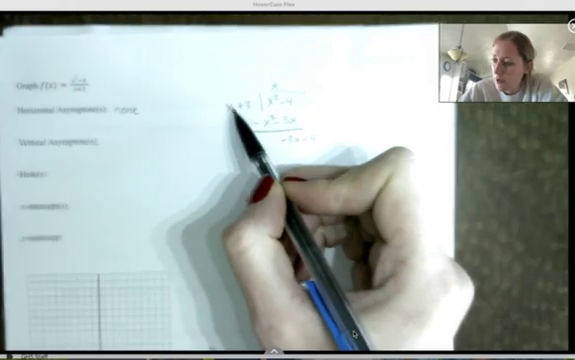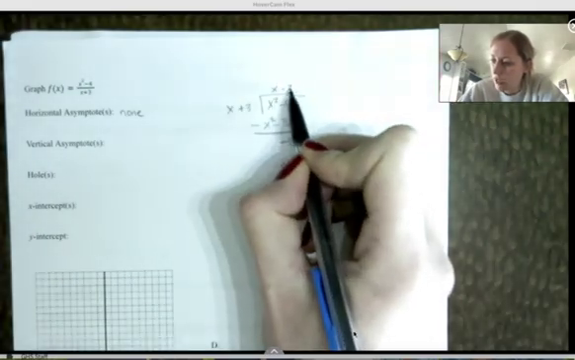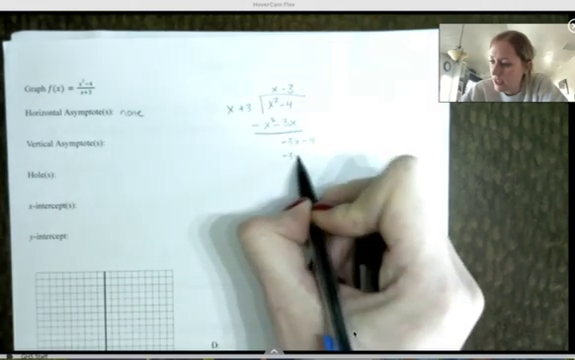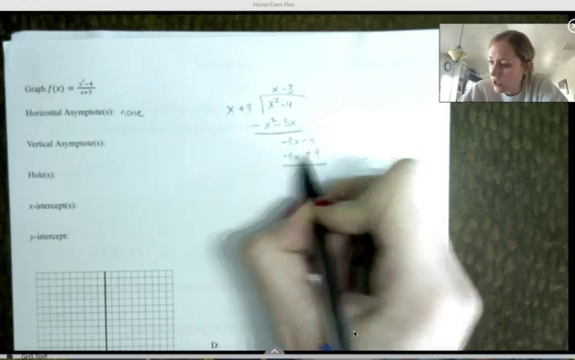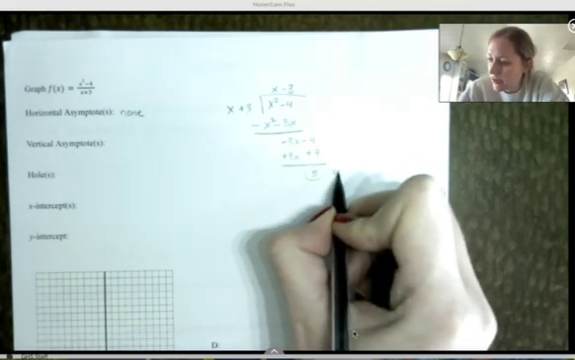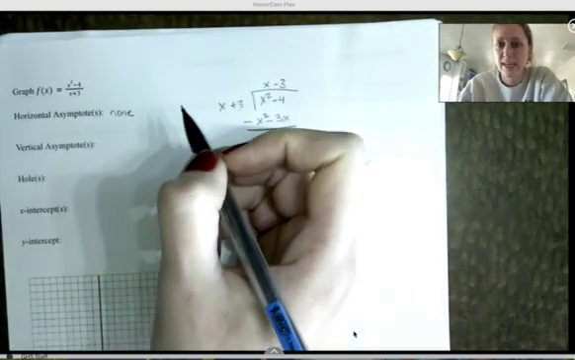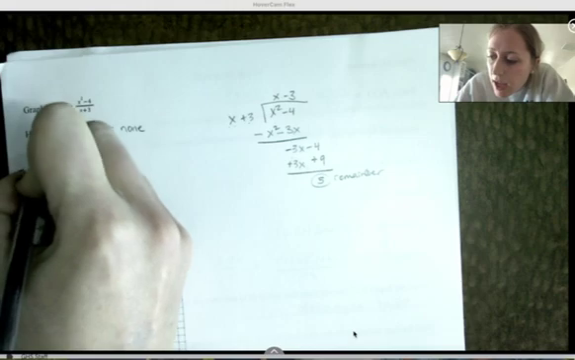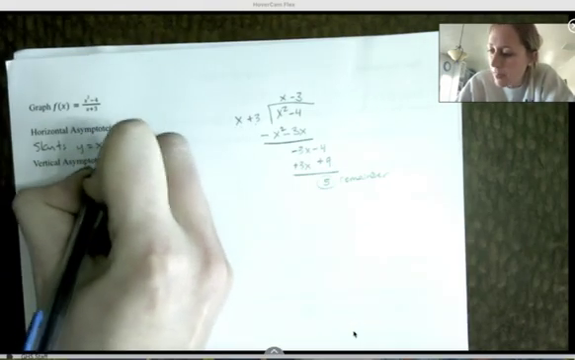Now I come through x times what equals negative 3x, negative 3. Negative 3 times x, negative 3x. Negative 3 times 3 is negative 9. Draw the line, change the sign. So here I'm going to get 5 as the remainder, but we're going to disregard the remainder. So we're going to have a slant at y equals x minus 3.